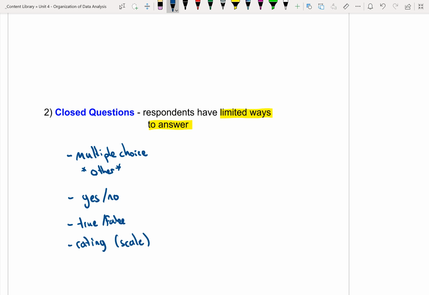How do you feel? You can have something where it is check all that apply, because you're limited to those options. While you can still pick multiple options, you're still limited to whatever the creator of the survey comes up with.